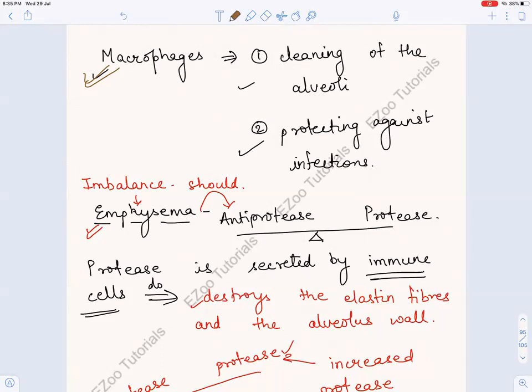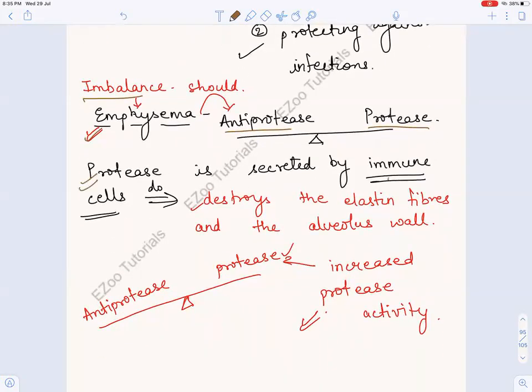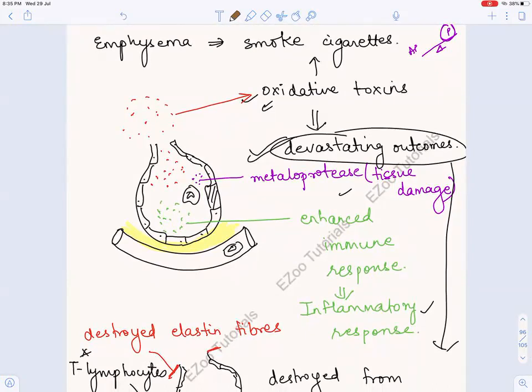Generally there should be a balance between anti-protease and protease, but in emphysema there is an imbalance. So what does this protease do? It is secreted by immune cells, and it destroys the elastin fibers and the alveolus wall that we saw in the diagram also. So the protease activity increases, and then there is a destruction of elastin fibers and alveolus wall. It generally happens in emphysema to heavy smokers. Then I told you what is present in the smoke. Oxidative toxins are present, and when these oxidative toxins go inside the alveolus, there is a devastating outcome. And then we talked about what this devastating outcome is.